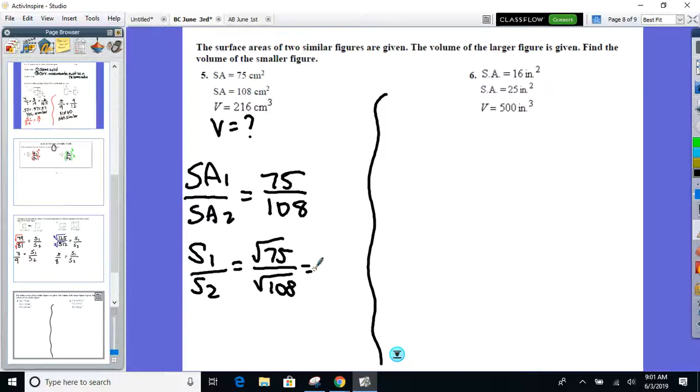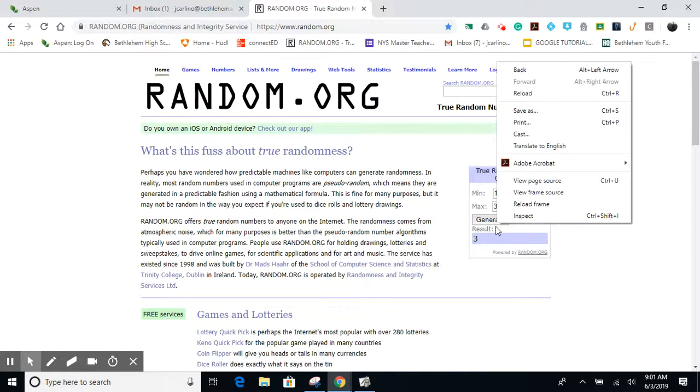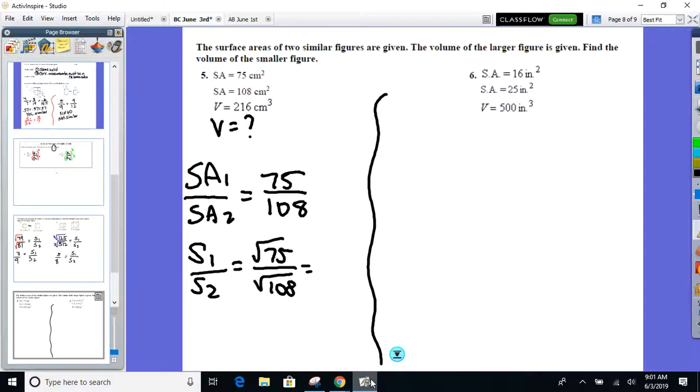What are you finding for the side ratio, the similarity ratio? You should get a nice clean fraction back. Are you getting a nice clean fraction back? Tough to do without a calculator? Okay, you all right? 5 over 6. That's it. We're good.